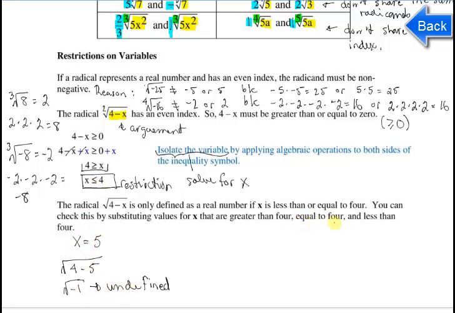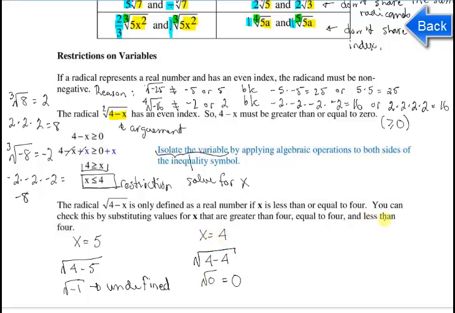So let's try x equal to 4. So let's substitute in 4 for x, and we're going to get 4 minus 4, and 4 minus 4 is 0, and the square root of 0 is 0. And so it looks like if x is equal to 4, it works.